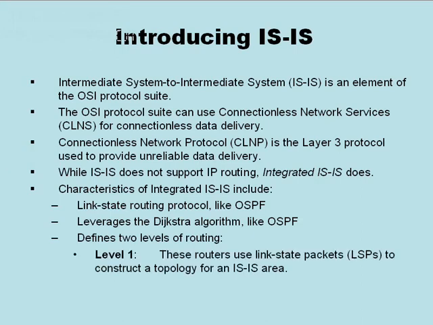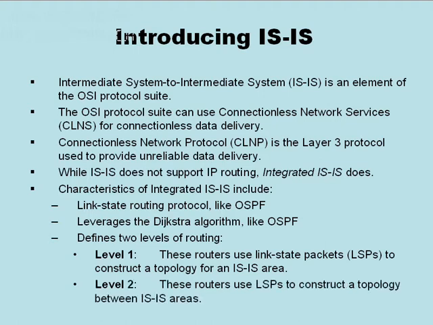Level 1 routers can use link state packets, or LSPs, to construct a topology for an ISIS area. However, between areas, we need to have some level 2 communication going on. A level 2 router can construct a topology between ISIS areas. But what about a router that might be sitting on the boundary? It's connecting to other routers within an area, but it's also the router that connects this area to another area. It needs to do some level 1 functions in addition to some level 2 functions. That type of router is called a level 1, level 2, or a level 1-2 router.